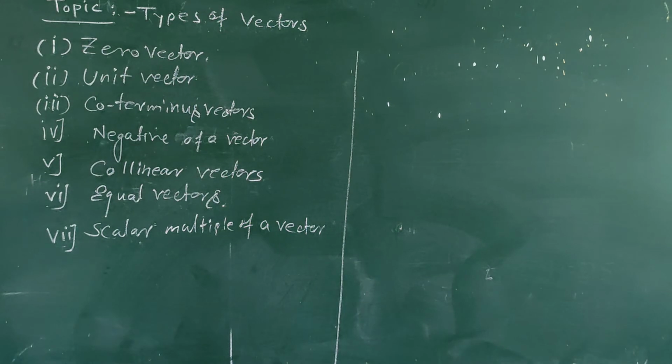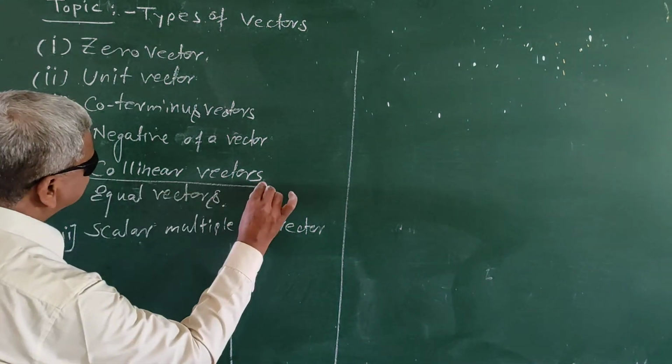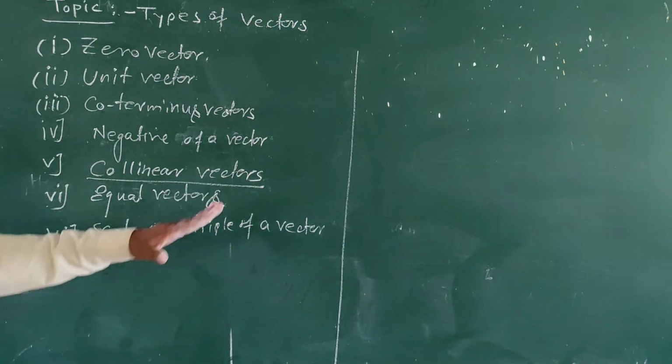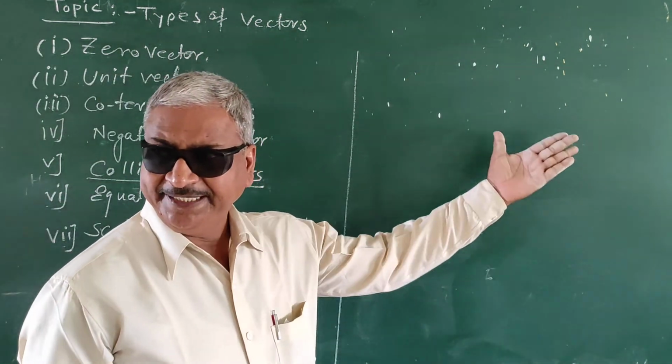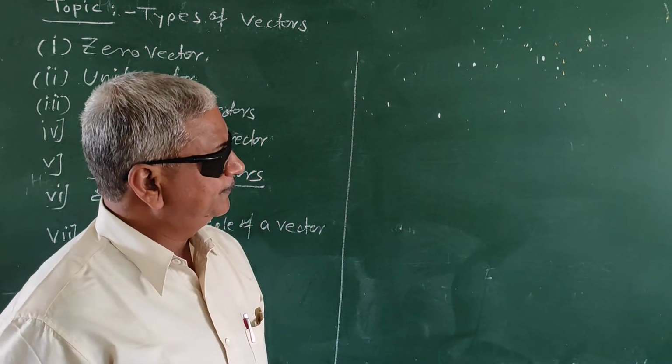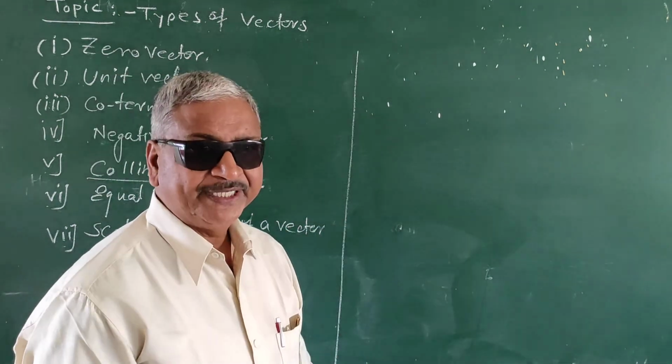Now, this property of collinear vectors is very important, because on the basis of this we have to solve many problems. So this property should be remembered very well.